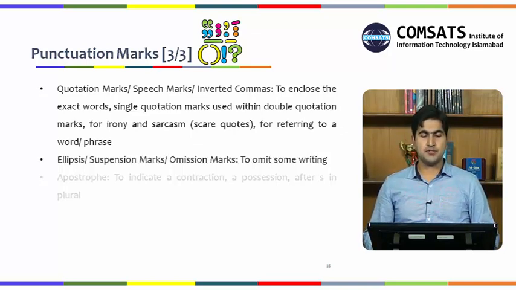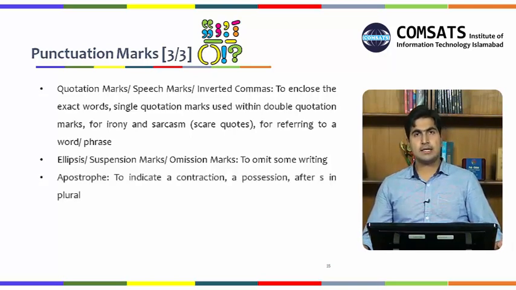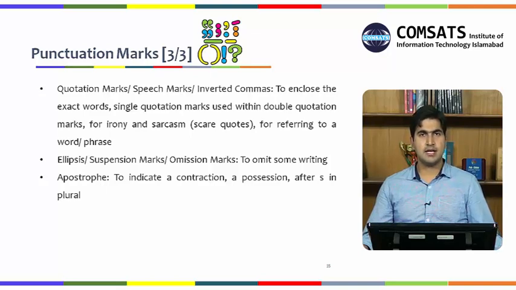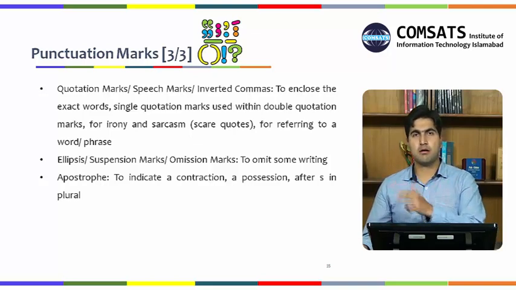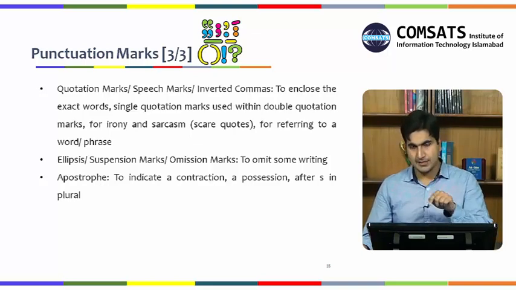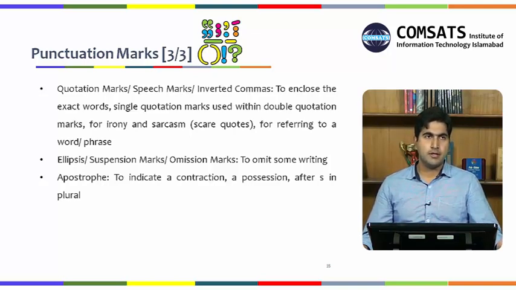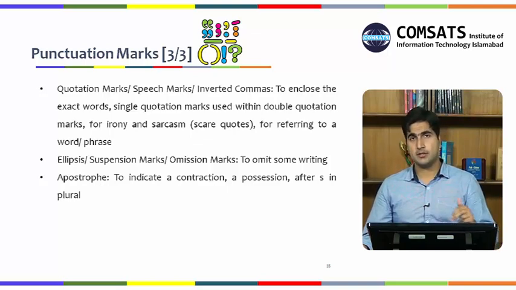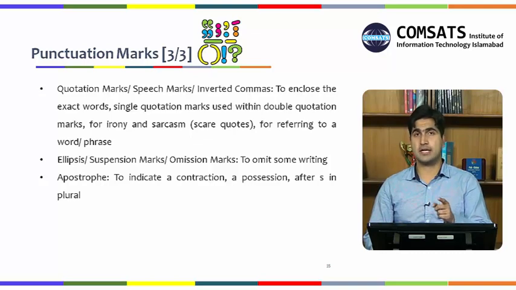Ellipses are the suspension marks, the omission marks, used to omit something in writing. So if you do not want to write it, three dots say it all. Apostrophe: to indicate a contraction, is not is written as isn't. A possession: this is Ahmed's car. So D, apostrophe, then S and car. In the case of a plural, for example workers' rights, workers are plural, so this apostrophe will come after the S of workers and then rights.